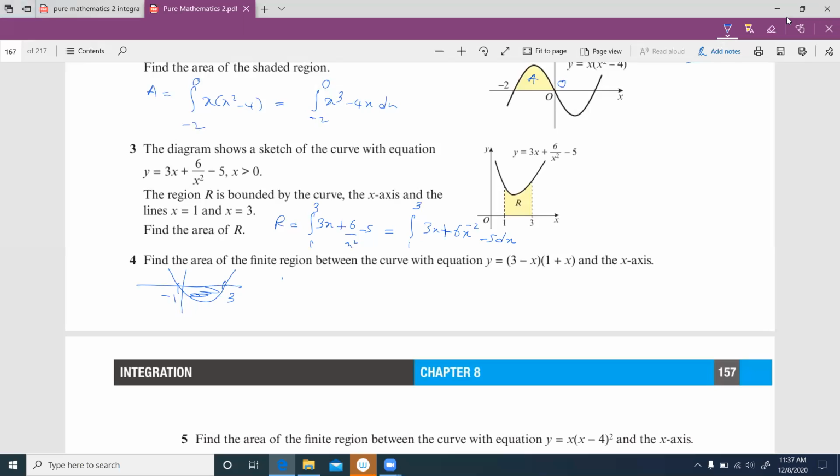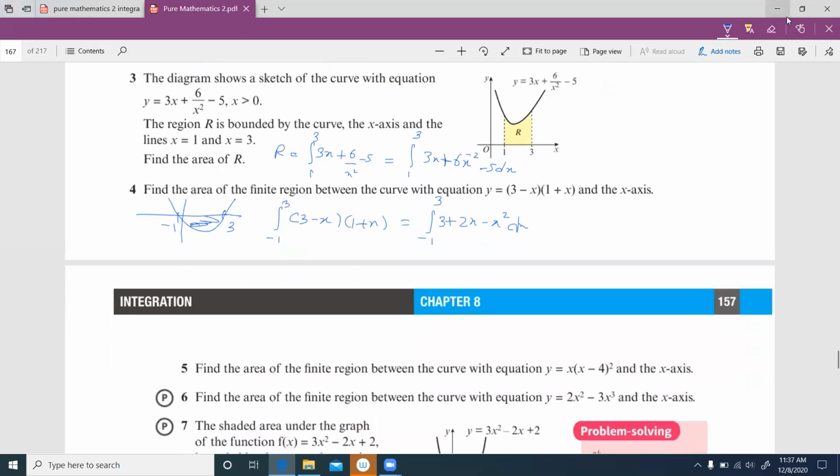What you need to do? You have to integrate from minus 1 to 3. This is (3 minus x) times (1 plus x). You cannot integrate straightforward. So you can do from minus 1 to 3. If you expand this, it's 3 plus 2x minus x squared dx. That is the answer for that. That's how it comes.